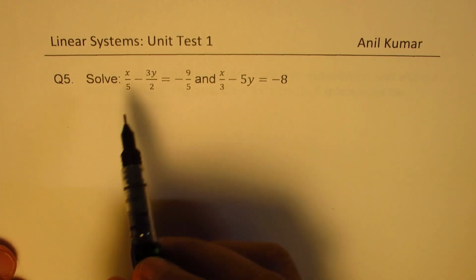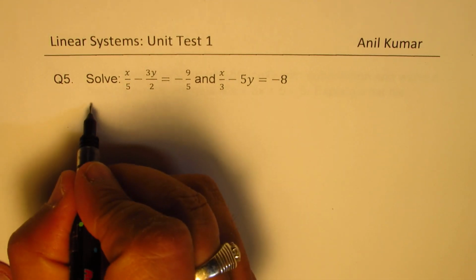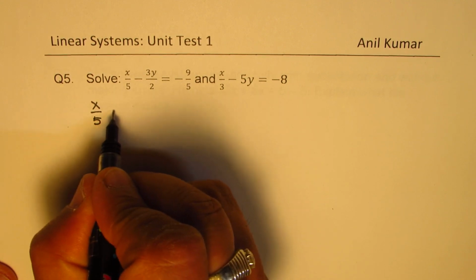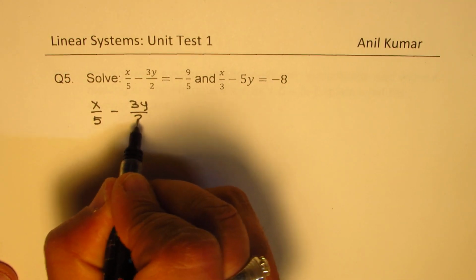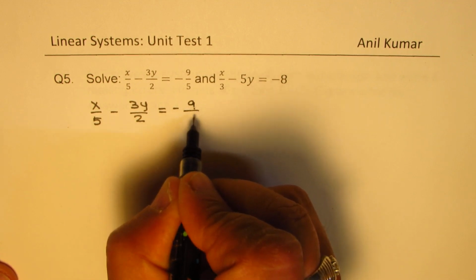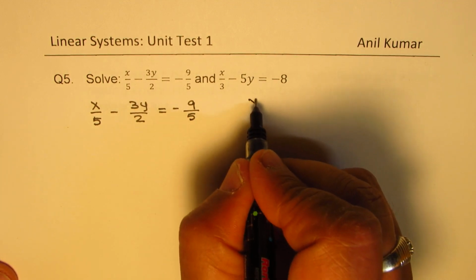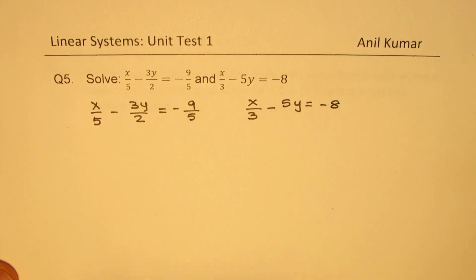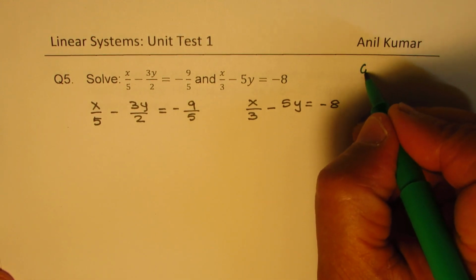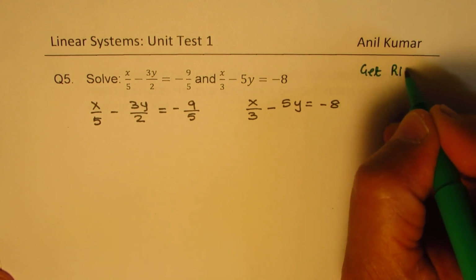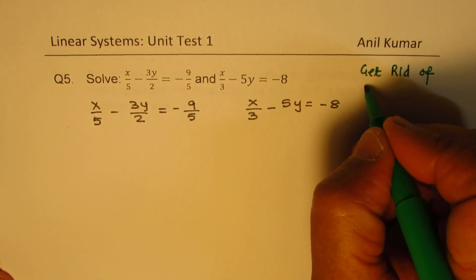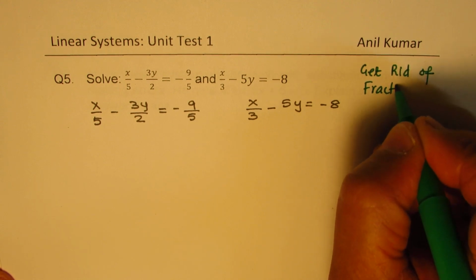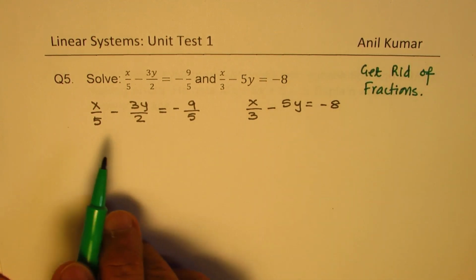Question number 5. The equations given to us are, let's rewrite, x over 5 minus 3y over 2 equals to minus 9 over 5. The other one is x over 3 minus 5y equals to minus 8. So whenever there are fractions involved, we should get rid of fractions, right? So the idea here is to get rid of fractions. So that's the key.